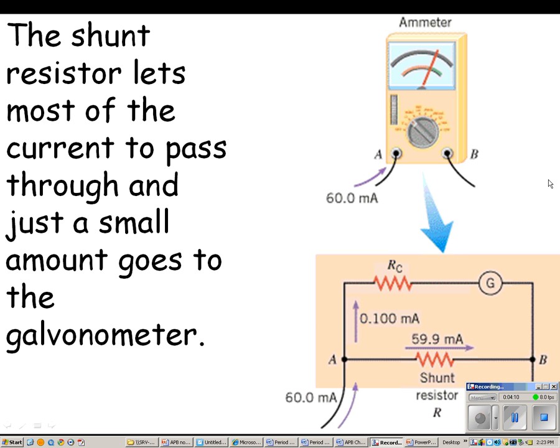The way this is set up is that the shunt resistor lets a large amount of the current pass through, and then the small amount goes through the galvanometer. Galvanometers are set up to have very small currents pass through. So what we have is the current comes into the ammeter, and let's say it's 60 milliamps total goes into the ammeter. 59.9 milliamps goes this way, leaving 0.1 milliamps to go through the galvanometer. So an ammeter is set up with the shunt resistor, and in parallel to that is the resistance of the galvanometer.